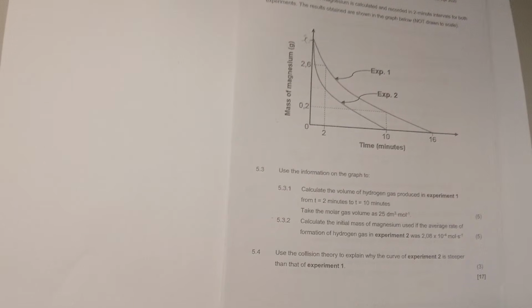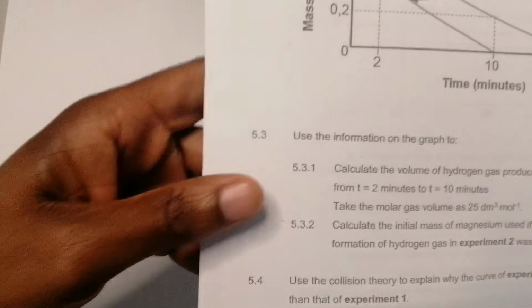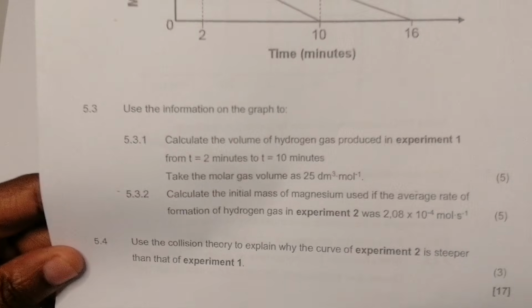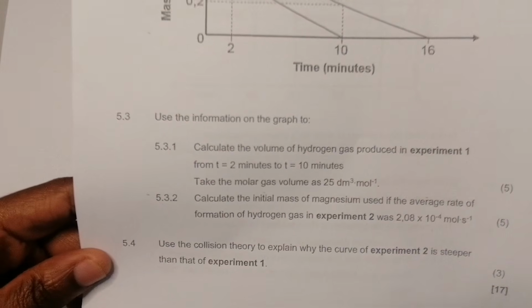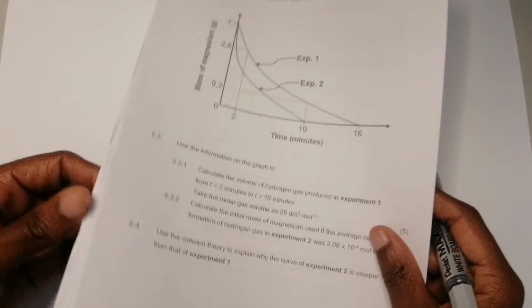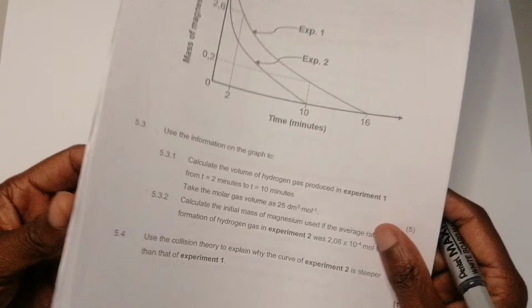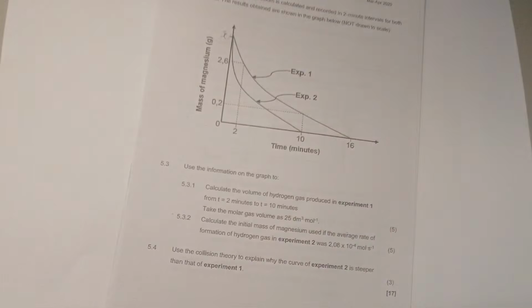Right. They say to you, take the molar gas volume to be 25 cubic decimeters per mole, right? So there's our molar volume there, that is Vm. Right, so how do we conduct this question? Okay.